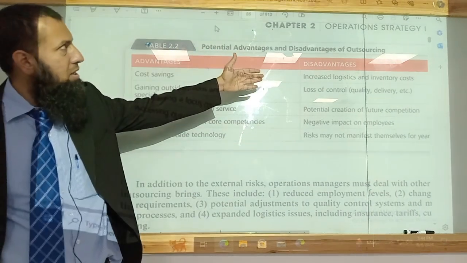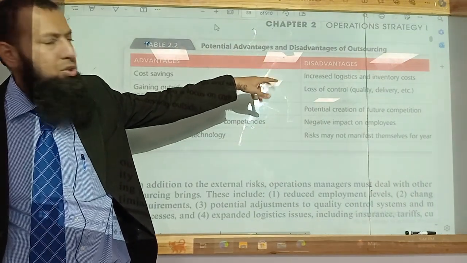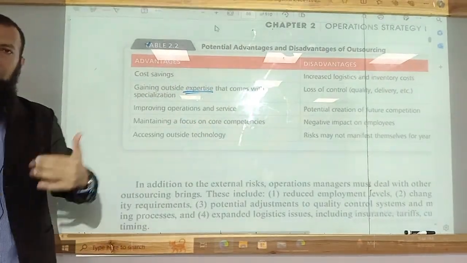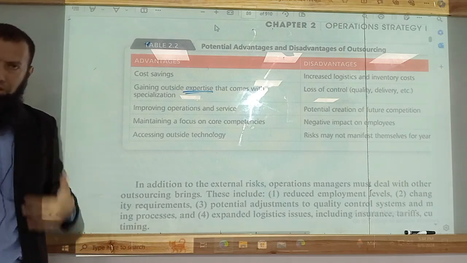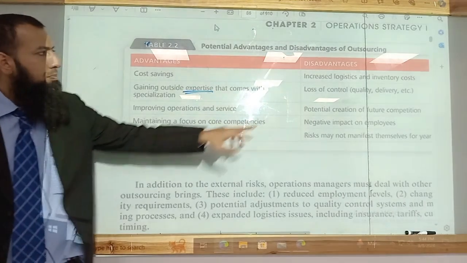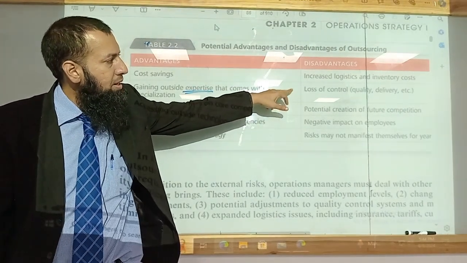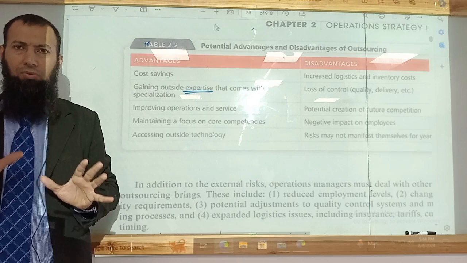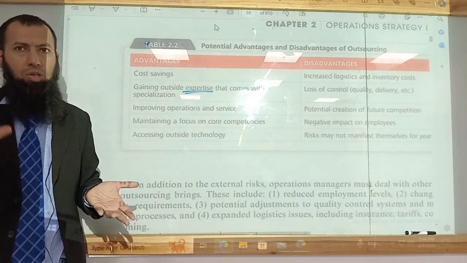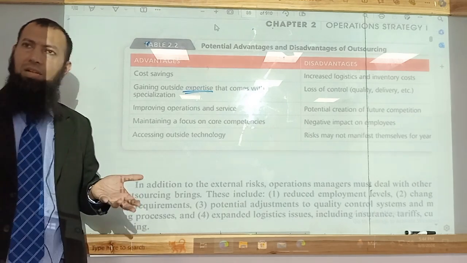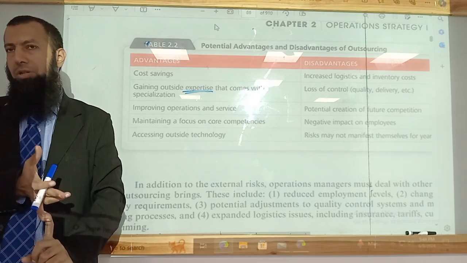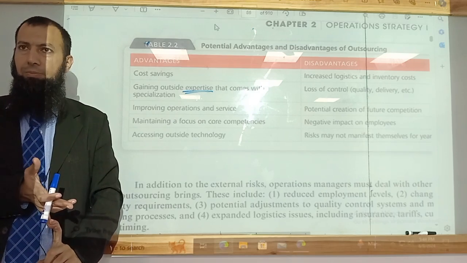If you see disadvantages, you increase your logistic cost because you have to keep moving the stock from here to there, keep moving employees from here to there, so that you can audit and check the quality of your supplier. Loss of control, quality, delivery, etc. There is a little loss of control because you are not doing it on your own. Dependency, because the supplier can manipulate the information anytime.